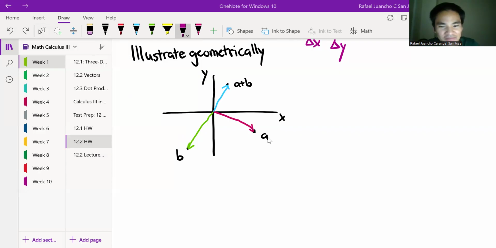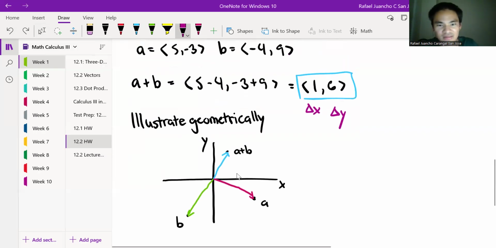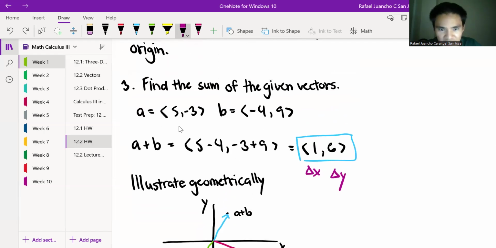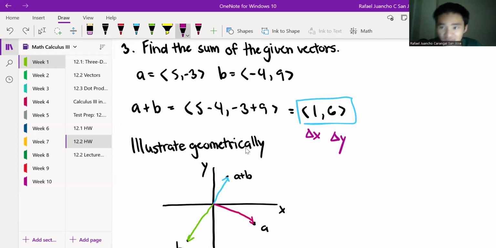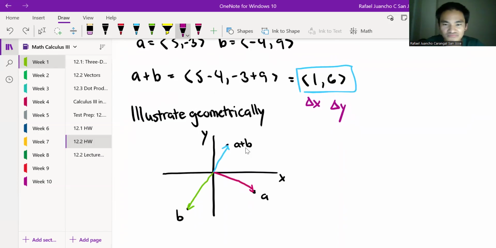Yeah, I think that should be it. Wait, no. Wait, no, no, no. A plus B. Yeah, because I added these two. 9 minus 3 is 6. Yeah, see, I'm still getting confused with vectors. See how this kind of doesn't make sense.